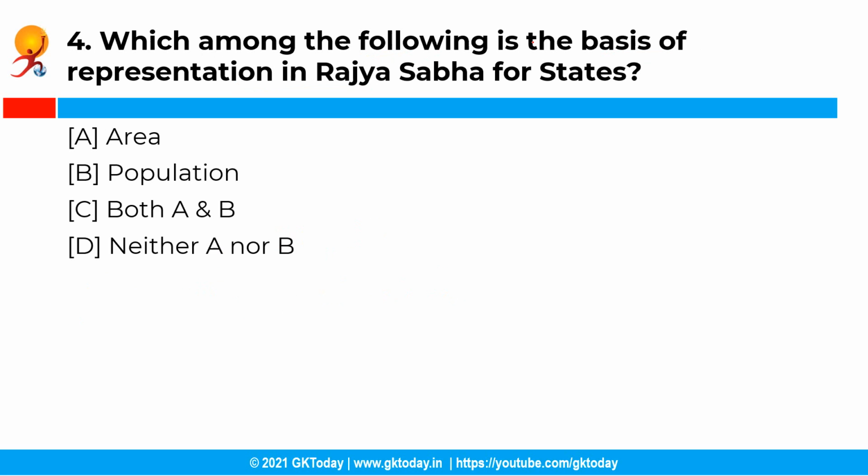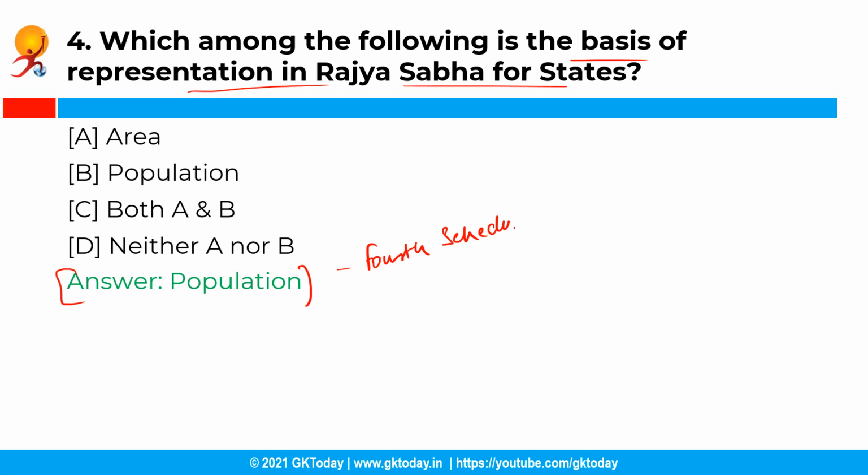The next question is, which among the following is the basis of representation in Rajya Sabha for states? Now you have the following options and the correct answer is option B, that is population. So allocation of seats in Rajya Sabha is listed in the 4th Schedule of the Constitution, and the seats are allocated to each state mainly on the basis of its population.